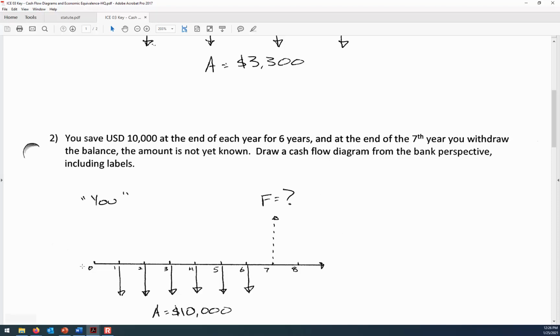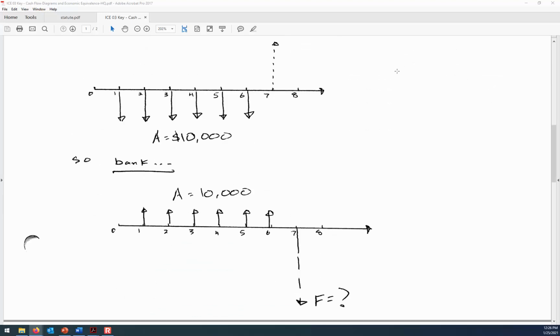All right, so any questions about this first diagram where we're taking a look at what is the cash flow situation from our perspective? Okay, so from the bank's perspective, what's happening to them? Well, they get $3,300 every year for 6 years, and then they have to pay out a lump sum. So it's going to look like the mirror image of from our perspective. The bank's perspective is they have 6 inflows, each of which is 10,000. Then they pay out a lump sum at the end of the 7th year, amount unknown.